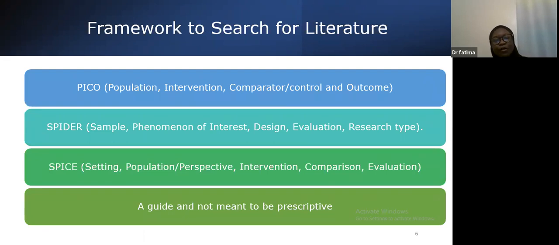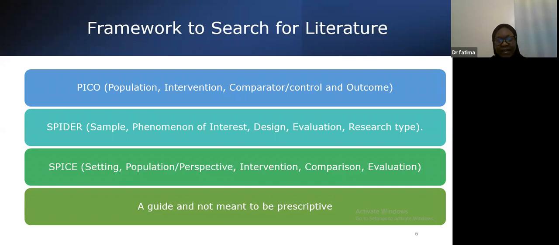So for most reviews, there has to be a framework to search for literature. Systematic reviews with meta-analysis mostly use the PICO: P for population, I for intervention, C for comparator or control, and O for outcome. They use this to define their search concepts, to know the terms they would put into the databases and get results. But these frameworks are just supposed to guide you. They are not prescriptive, because some studies do not follow this particular framework.